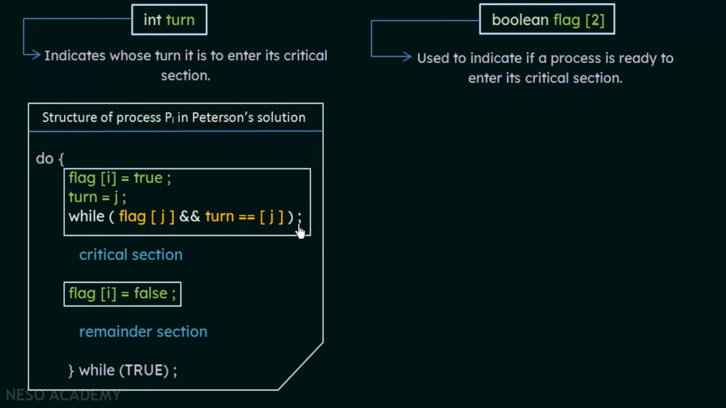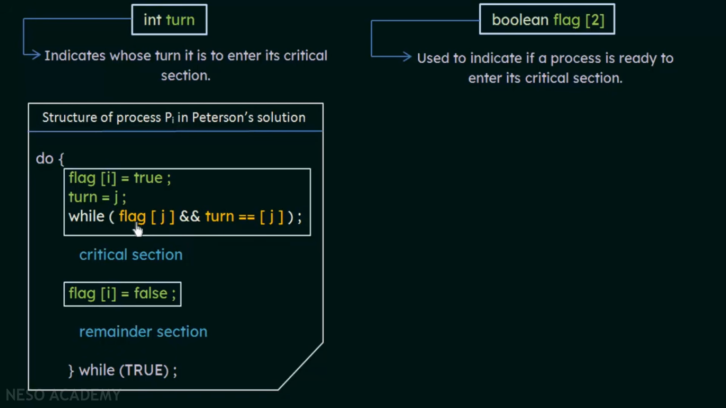So what does this semicolon mean? In a while loop, if we have a semicolon just after the condition, that means this while loop does not have any statements under it. It only has the condition, and as long as this condition is true, the control remains in this while loop and will keep looping inside it and will not exit.